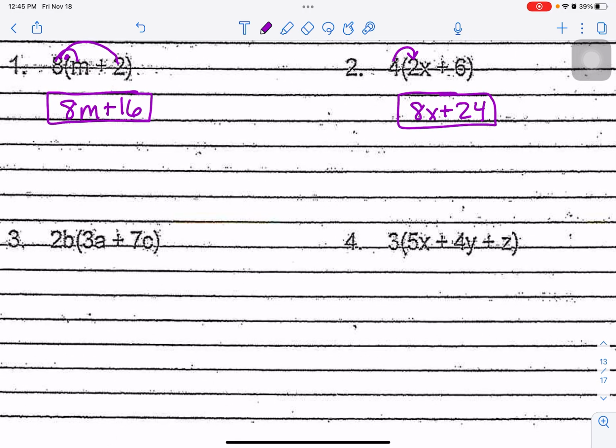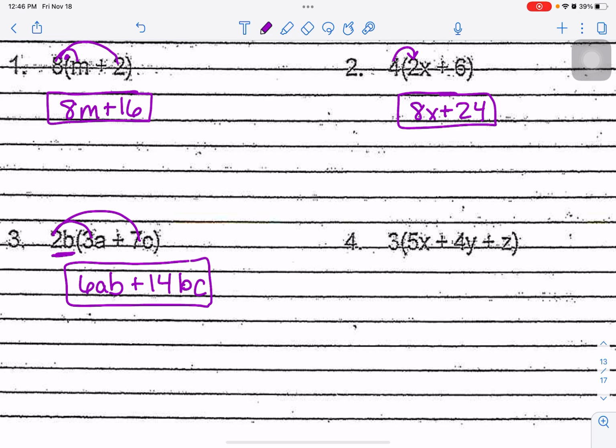If you are multiplying or distributing a number and a variable, do the numbers like we did in the ones above. So you do 2 times 3, and 2 times 3 is 6, and then you just add the variables. Often the variables are added in alphabetical order, so it would be 6ab. Then you take the 2 and multiply it by the 7, which is positive, so that'd be a positive 14, and the 2 remaining variables are b, c. So 6ab plus 14bc.